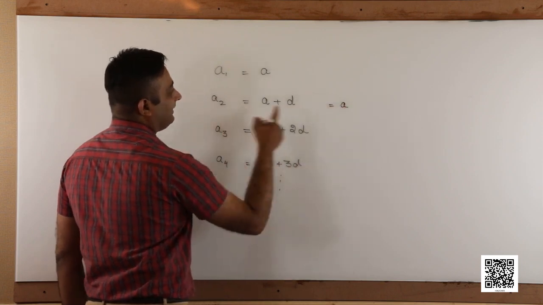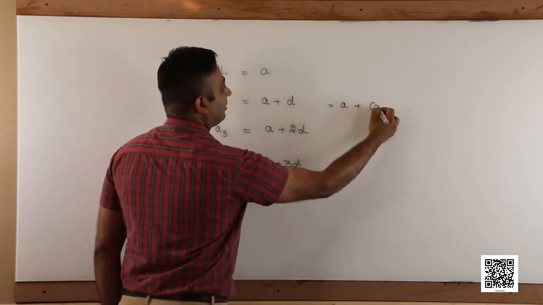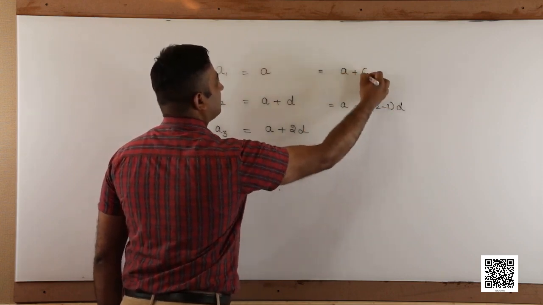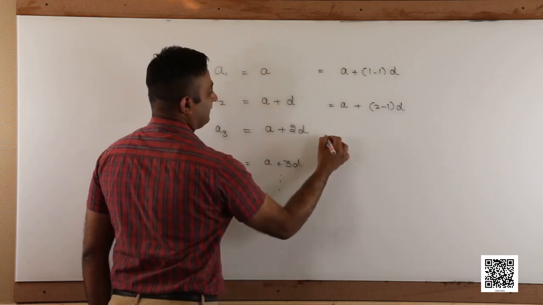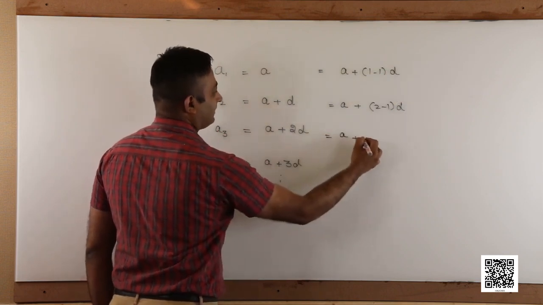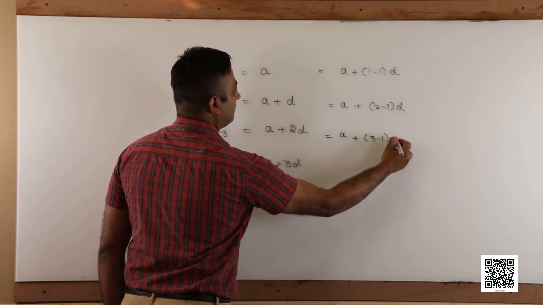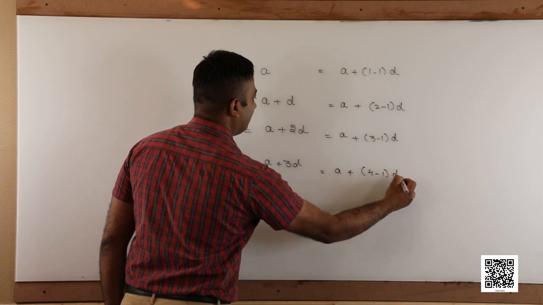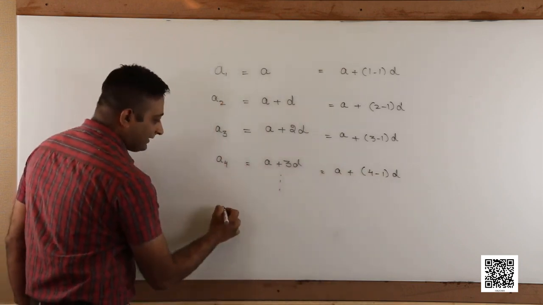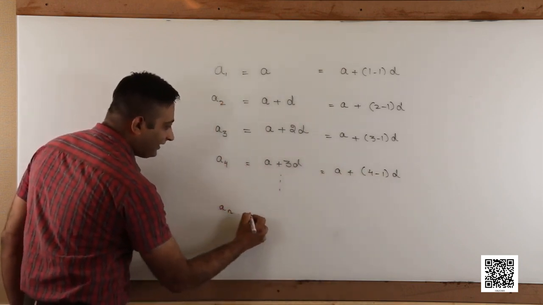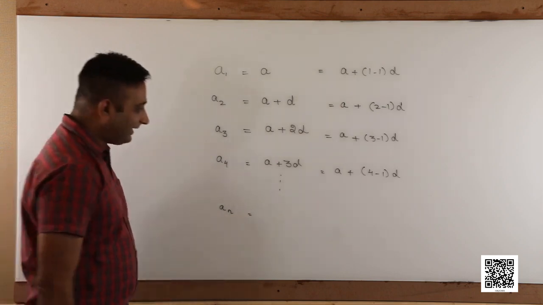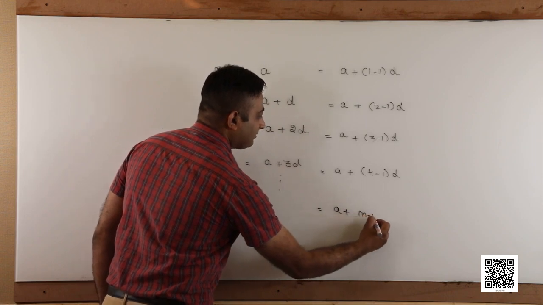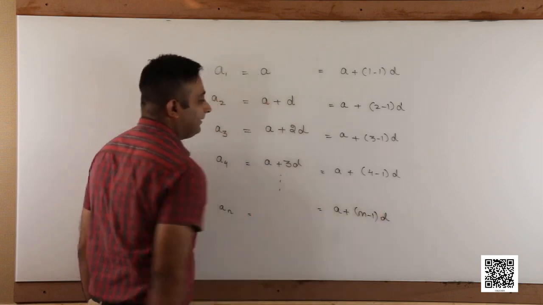We can write the second term as a plus (2 minus 1) into d, the first term as a plus (1 minus 1) into d, the third term as a plus (3 minus 1) into d and the fourth term as a plus (4 minus 1) into d. Now we can see the pattern and we can write the nth term, that is equal to a plus (n minus 1) into d.